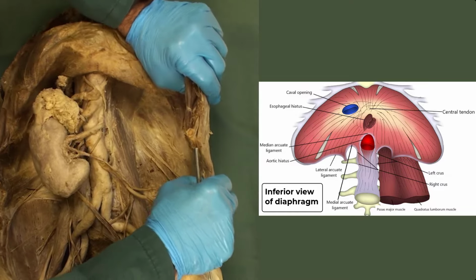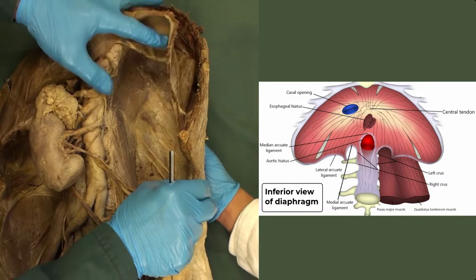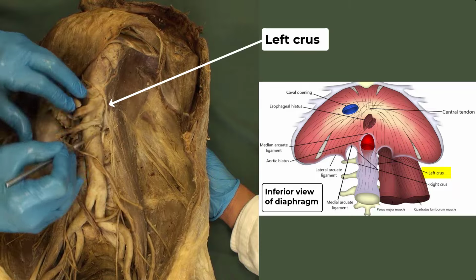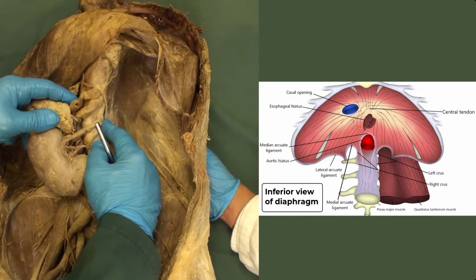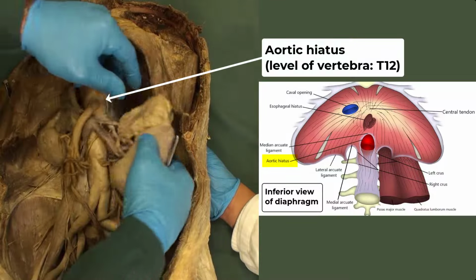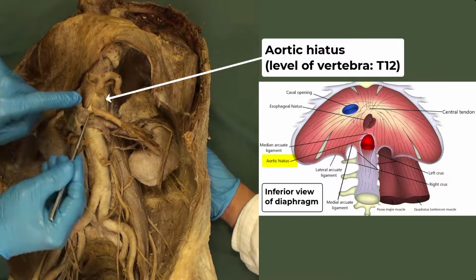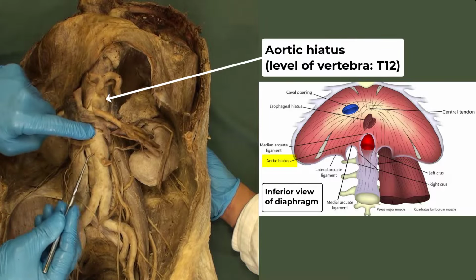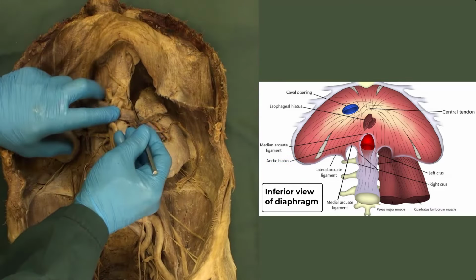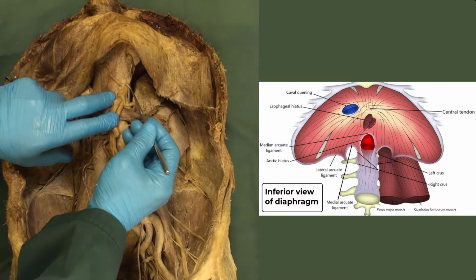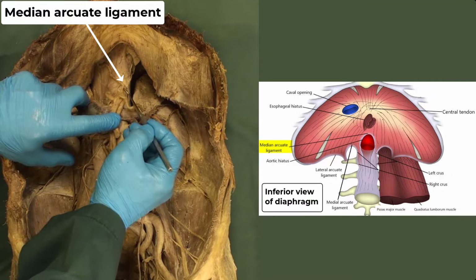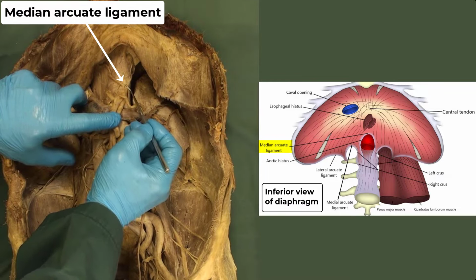So let's lift this, and could you hold this for me, please? Thank you. Okay, and right here, that is the left crus. These crura form an opening known as the aortic hiatus. And as you can imagine, the aorta, which is this, passes through the aortic hiatus. Thank you. Now also in the midline right here, these crura form the median arcuate ligament right there.